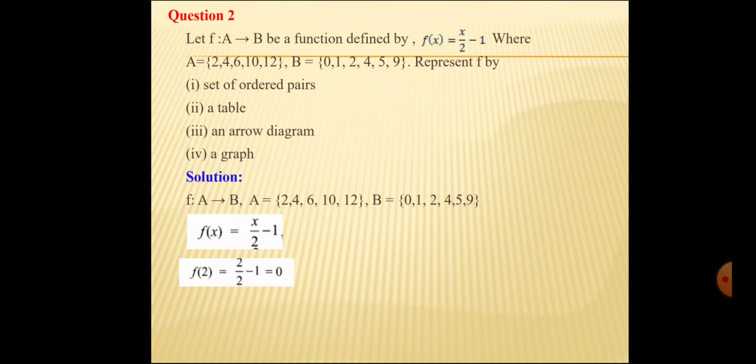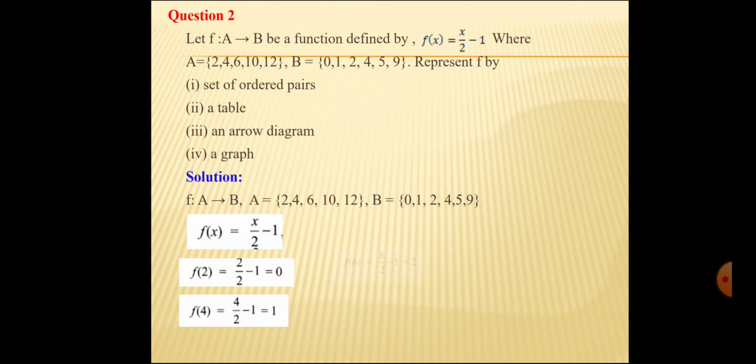So 2 by 2 minus 1. Here you cut 2 by 2, it becomes 1. So 1 minus 1 is equal to 0. Next you substitute 4. 4 by 2 minus 1. Here also you strike it out. 4 by 2 you cancel it, 2. 2 minus 1 is equal to 1.